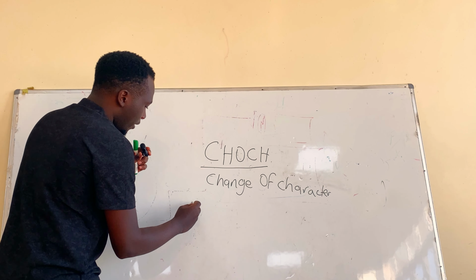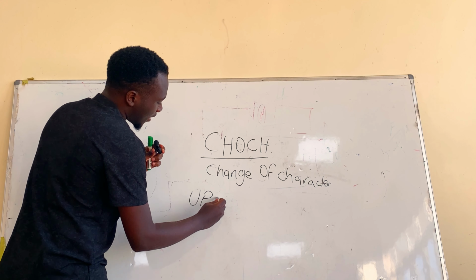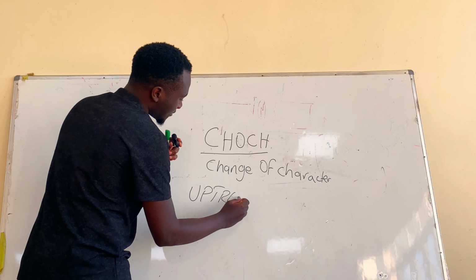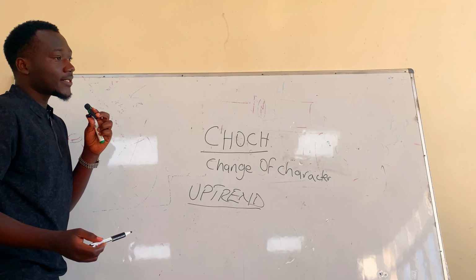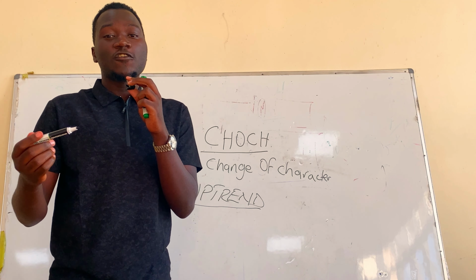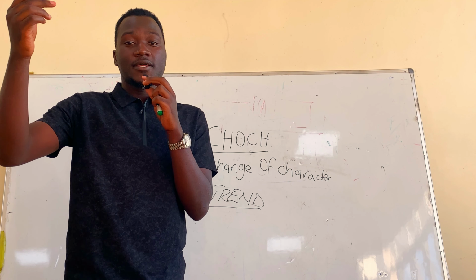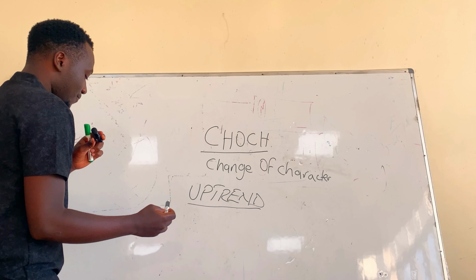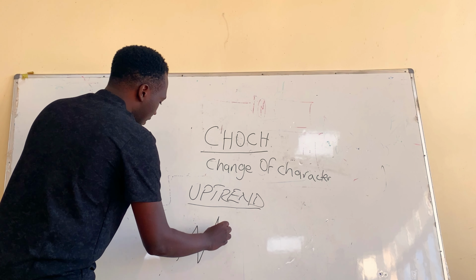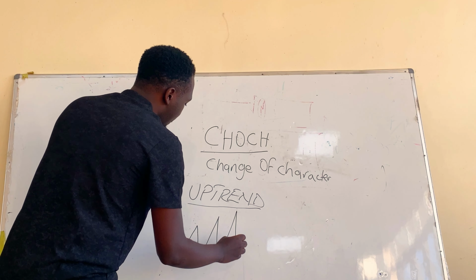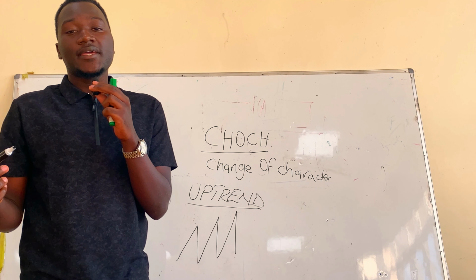So let's look for a change of character in an uptrend market. First of all, an uptrend market is a market that is always going to push to the upside. We all know that an uptrend market is full of buyers that are trying to push price to the upside. So in an uptrend market, what the market is doing is creating highs and lows, highs and lows, highs and lows.